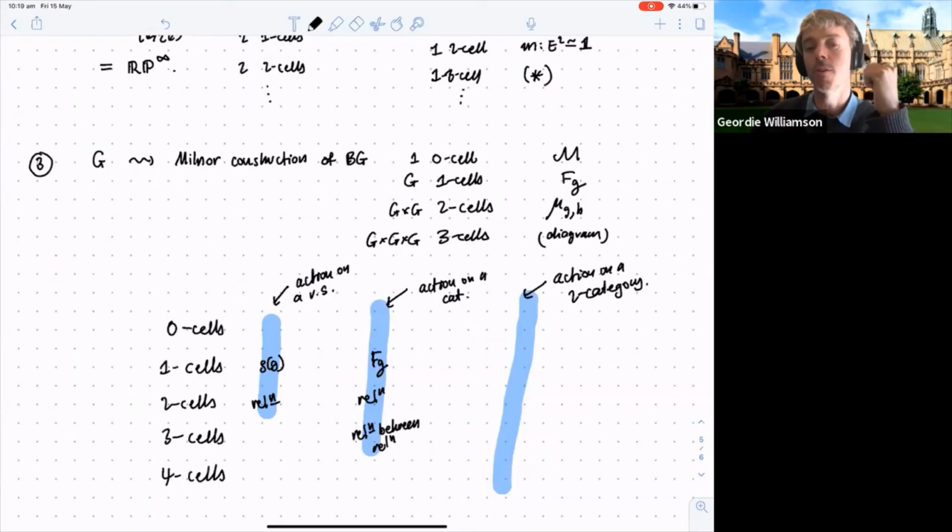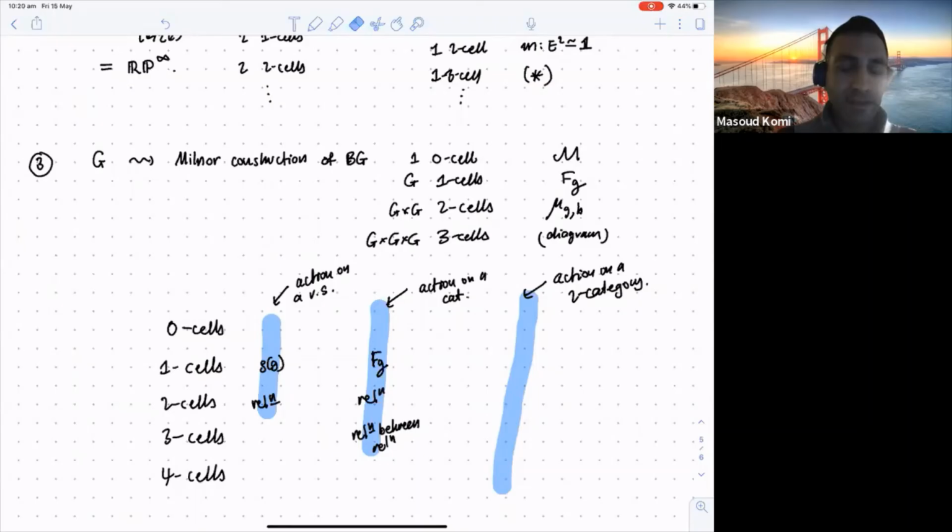Now, one way to think about an action of G on a category is as a local system of categories on BG. So now we have our category, and for each one cell we have an equivalence. For each two cell we have a morphism, and then for each three cell we have some relation that those morphisms should satisfy. And in general, you could be really fancy and say that an action on an infinity category is a sheaf of infinity categories on BG.